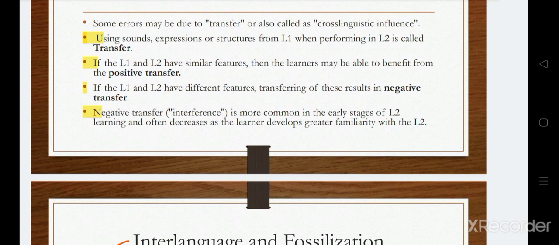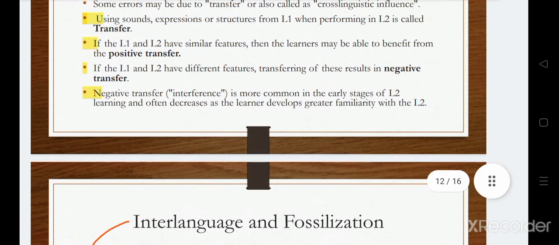And on the contrary, if L1 and L2 have different features, the result of this transfer is negative transfer. For example, being a Pakistani, if we are learning English, Urdu is L1 and English is L2, so as you see, there are no similar features among these languages. So between these two languages, the transfer is negative transfer. Negative transfer, which is also known as interference, is more common in early stages of L2 learning and often decreases as the learners develop better familiarity with L2.